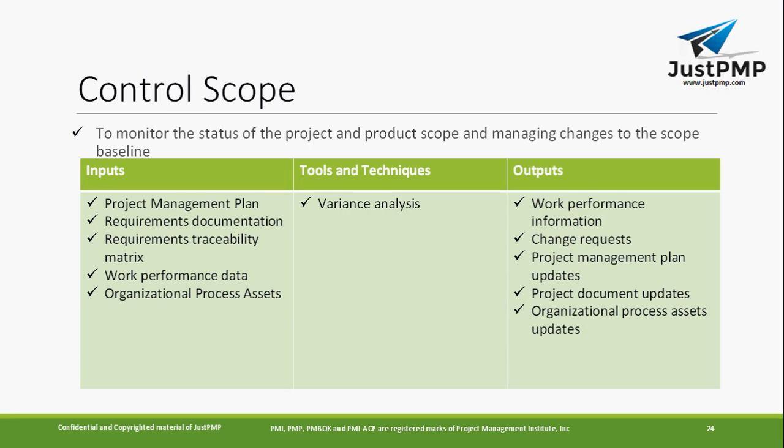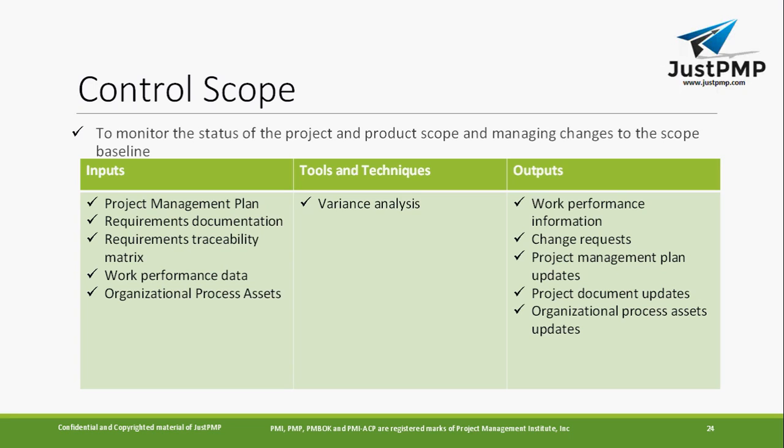So the last part of this chapter is control scope. Very simple. The way it's explained, you are controlling the scope of the work. You make sure that it does not go beyond what has been decided. So this is really important. And from the project manager's perspective, they keep on controlling the scope, making sure that the requirements do not go beyond what they decided earlier. So here, you will basically monitor the status of the project and product scope and manage the changes to the scope baseline.